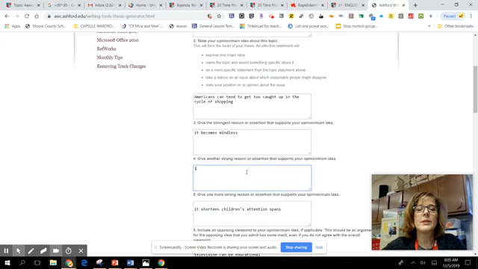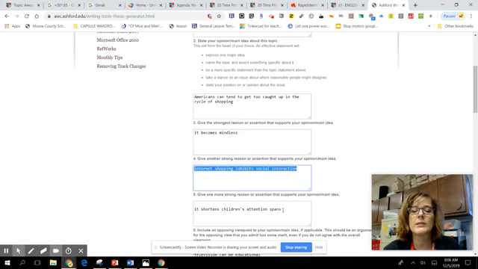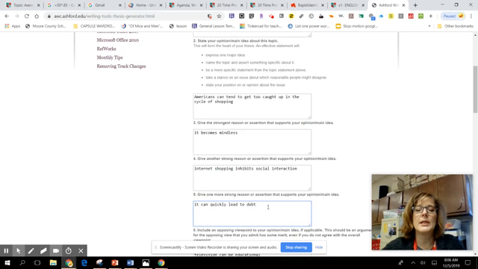Internet shopping inhibits social interaction. In other words, if five people are at the dinner table, each on their cell phones or iPads or laptops shopping, they are not really engaging in life, are they? Give one more strong reason or assertion that supports your opinion and ideas. It can lead to debt. It can quickly lead to debt.